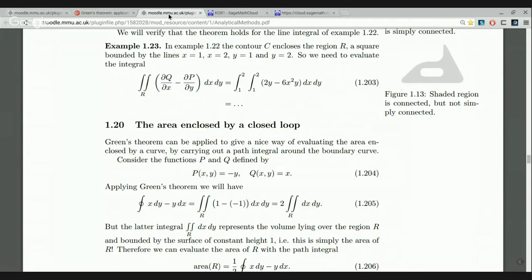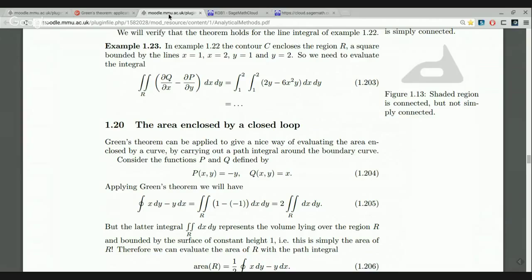And last Thursday, we proved Green's theorem. And very briefly at the end, we talked about the application of how you can use Green's theorem to give you the area of a region of the plane. So we'll do an example of that now.